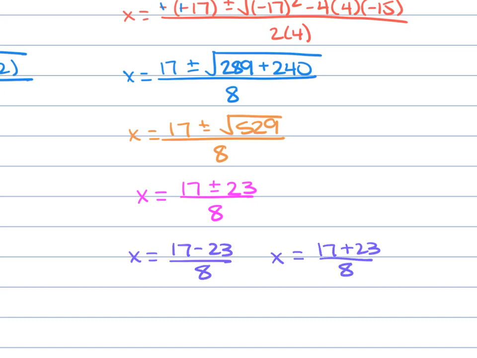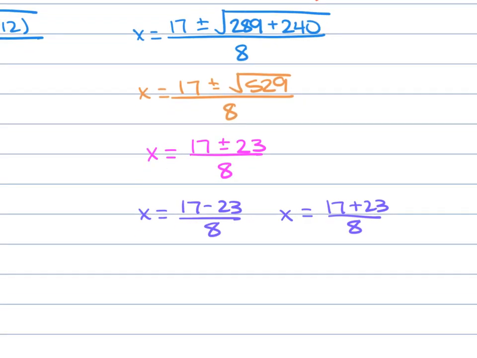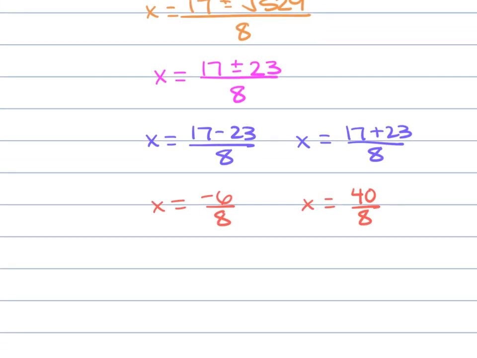The 17 minus 23 gives us a negative 6 over 8. And the 17 plus 23 is 40 over 8. So if we simplify both of these, we're going to have x is equal to negative 3/4, and x is equal to 5.